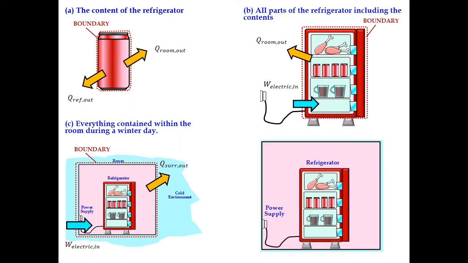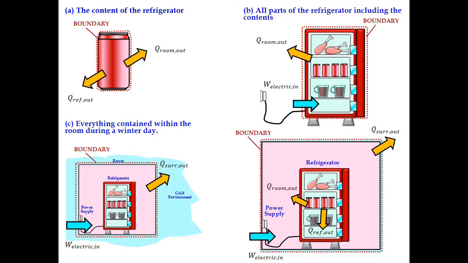Okay, so now as a summary, why do we not include the others? For example, for case number 3, why do we not include the other energy transfers such as Q ref out, Q room out, and so on? So we have four different energy transfers: Q room out, Q ref out, Q surrounding out, and also W electric in. But why don't we choose Q room out and also Q ref out for case number 3?